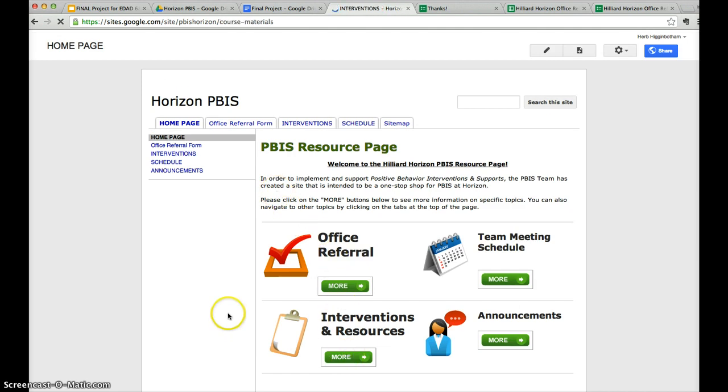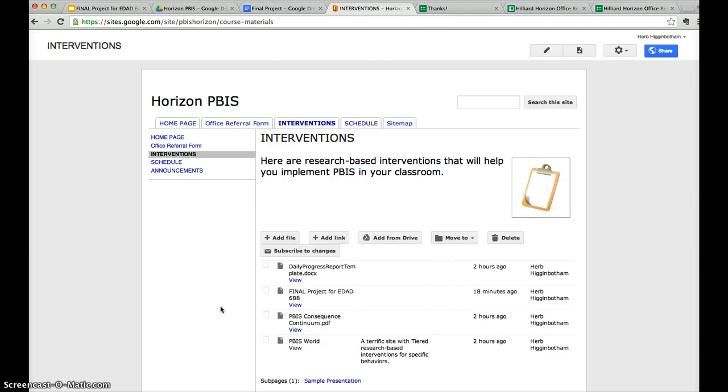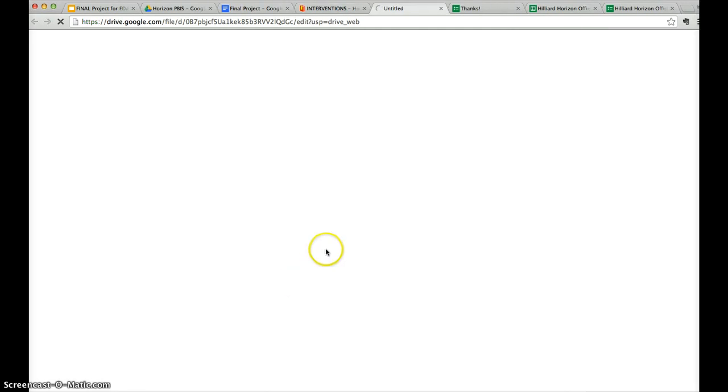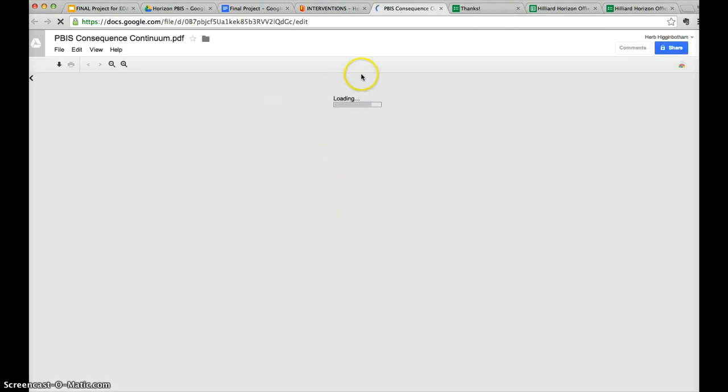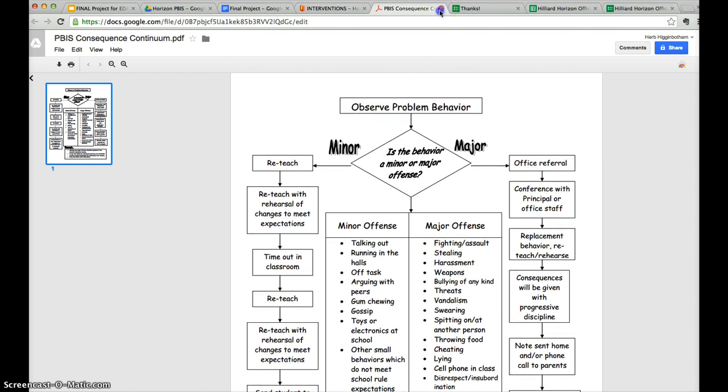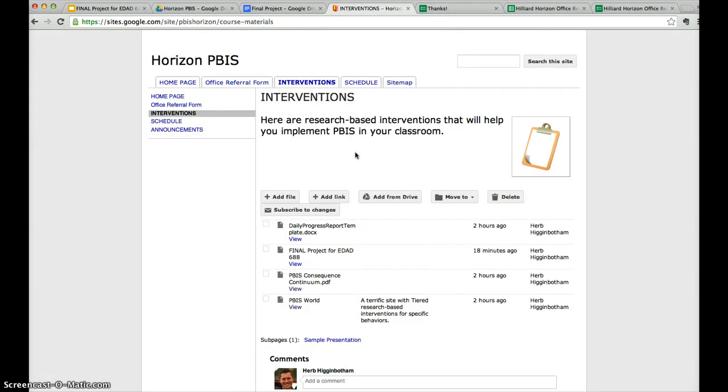The interventions and resources is another great feature on this site. What you see here are just some documents that have been uploaded by me, and they're just documents I thought would be helpful for teachers who just need a little bit of extra resources. One of these documents is a great consequence continuum. It really helps define what are major behaviors and what are minor behaviors.